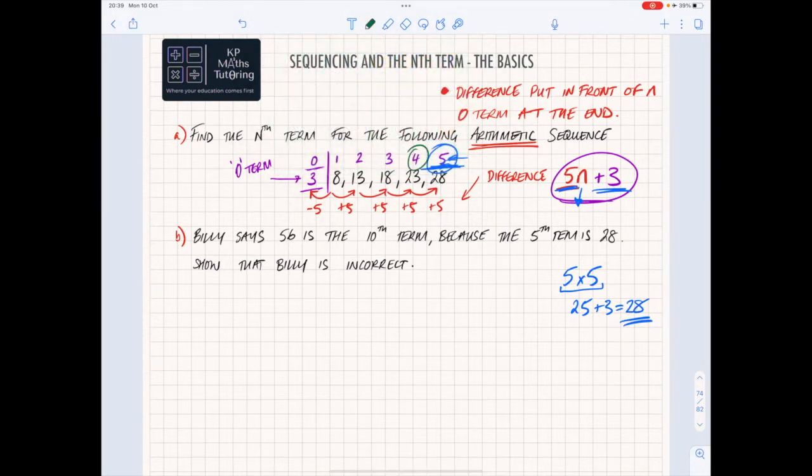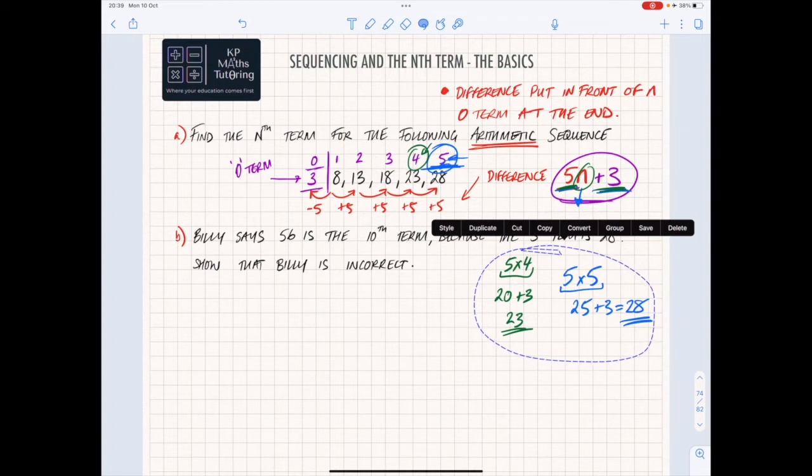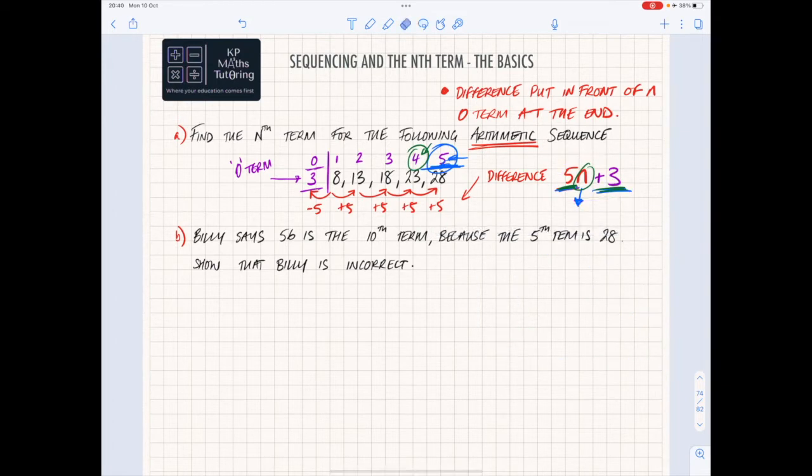Let's double check it one more time. Let's choose the fourth term now. So what I now do is I go 5 times n, and n now is 4, which is 20, and then add 3 on, gives me 23. So that is the fourth term. So I know that all of that I've just done there is correct, meaning that my answer must be 5n plus 3. So this would be your answer.